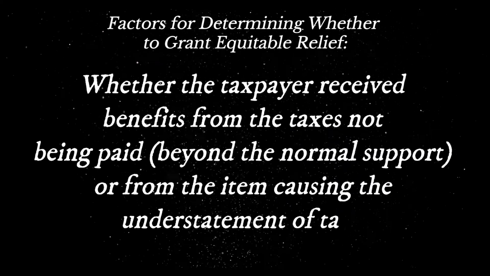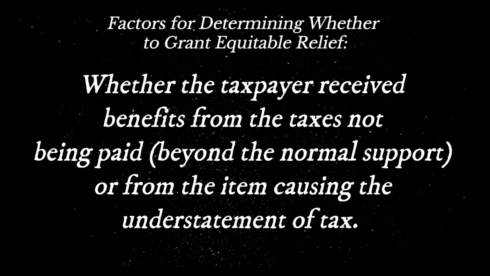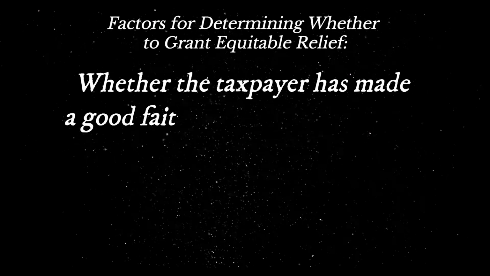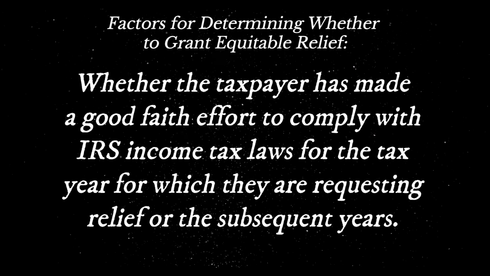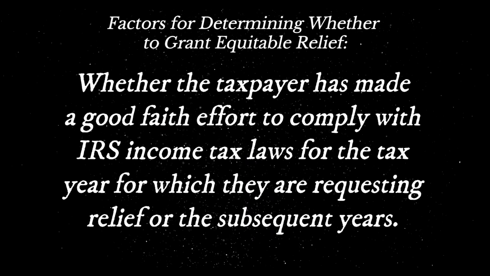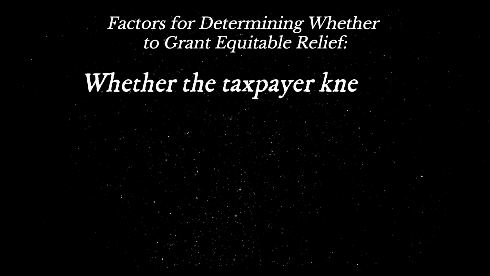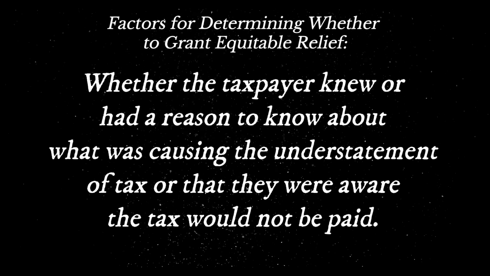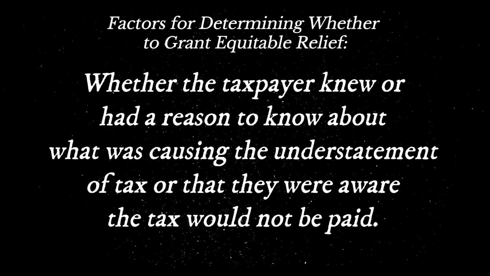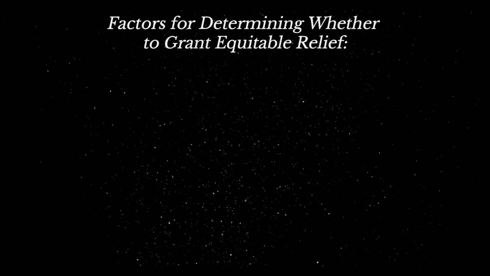Number 4, whether the taxpayer received benefits from the taxes not being paid beyond the normal support or from the item causing the understatement of tax. Number 5, whether the taxpayer has made a good faith effort to comply with the IRS income tax laws for the tax year for which they are requesting relief or the subsequent years. And lastly, whether the taxpayer knew or had reason to know about what was causing the understatement of tax or that they were aware the tax would not be paid.